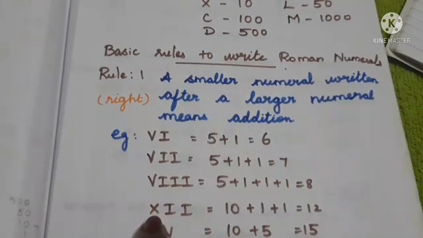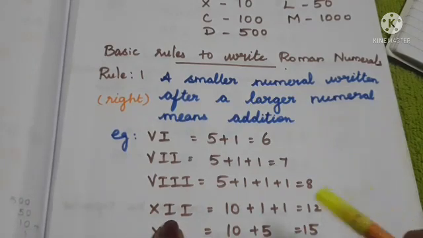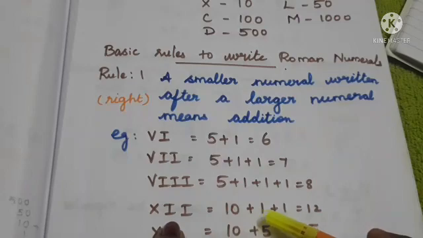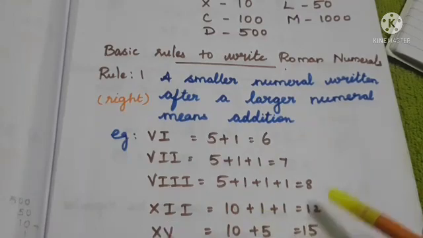XII. Here also X is a larger numeral. So right side of the larger numeral we have the smaller numeral, isn't it, ma? So we have to add everything. So 10. 10 means X. So X means 10. 10 plus 1 plus 1. So if you add 10 plus 1, 11. 11 plus 1, 12. 12 is the answer.